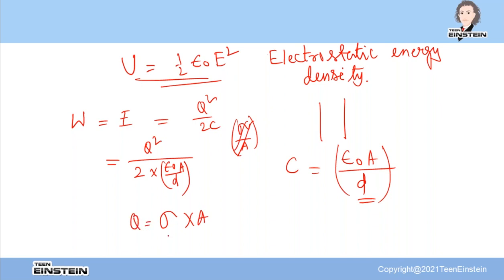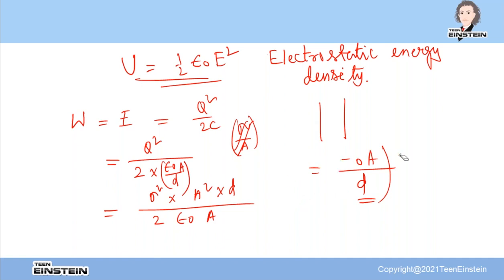Let us put it here also. So it will be sigma square into A square, and D will be already gone up. This is 2 epsilon naught, and here will be 1A. Now, if we simplify this expression further, 1A will go with this, so we get sigma square A into D by 2 epsilon naught. So this we have got.